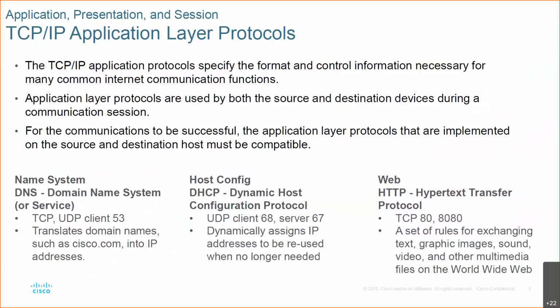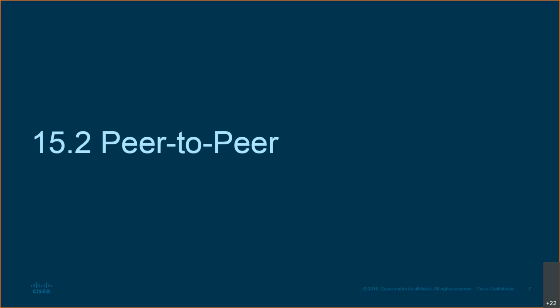So some of the protocols that we have in your application layer are DNS, working on both TCP and UDP on port 53, DHCP on ports 67 and 68, again using UDP, and HTTP on port 80 or 8080. Okay, so these are some of the famous protocols and their ports.